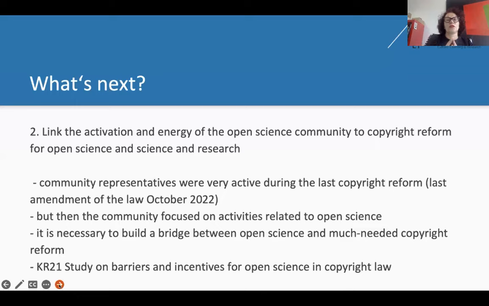Why is this important? During the last copyright reform, I identified many potential obstacles for open science. They come in the form of unwaivable rights for remuneration and things like that. And I'm happy to report to this audience that Knowledge Rights 21 is not just organizing this presentation here, but is also financing a pilot study on barriers and incentives for open science in copyright law. So we will, on the case of Slovenian law, analyze what barriers exist and then propose how to resolve those barriers. And we'll also talk about best incentives. One of them is, of course, secondary publication rights. So I hope that there will be much more good news coming for Slovenia.